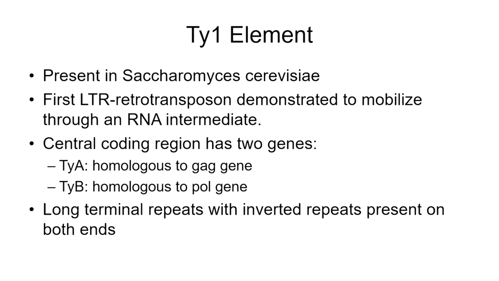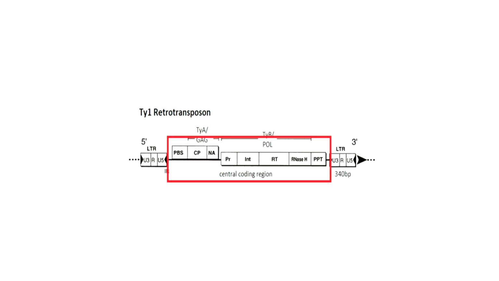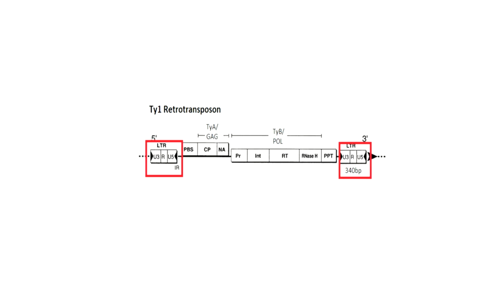The TY1 element of the budding yeast, Saccharomyces cerevisiae, was the first LTR retrotransposon demonstrated to mobilize through an RNA intermediate. Now if you look at the structure of the TY1 retrotransposon, you'll see this element is about 5.9 kilobase pairs long, has a central coding region, and LTRs that are about 340 base pairs long.